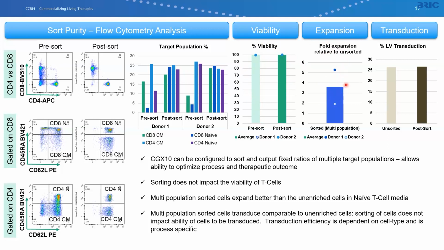Coming back to the point about transduction that I was mentioning a bit earlier, if you remember correctly, the sorted cells in case study number 1 transduced less than the unsorted cells. Here we can show that the transduction is very much equivalent, showing that the result we had seen earlier was not related to the CGX10 sort, but really related to the cell phenotype and the difference in transduction efficiency of the different cell populations, between CD4 naive, central memory, etc.